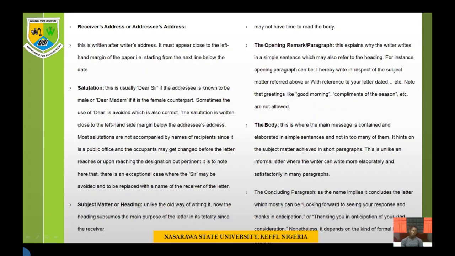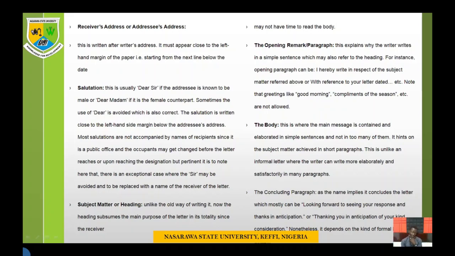So the next feature is the opening remark or paragraph. This explains why the writer writes in a simple sentence, which may also refer to the heading. For instance, opening paragraph can be, "I hereby write in respect of the subject matter referred above," or with reference to your letter dated blah blah. So these are just introductory paragraphs or opening remarks, which usually follow the subject matter or the heading.